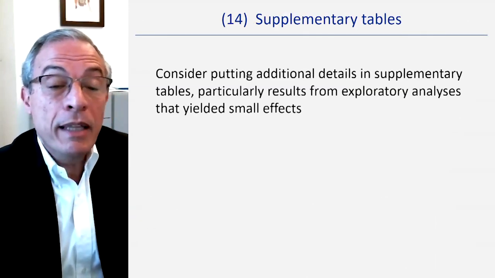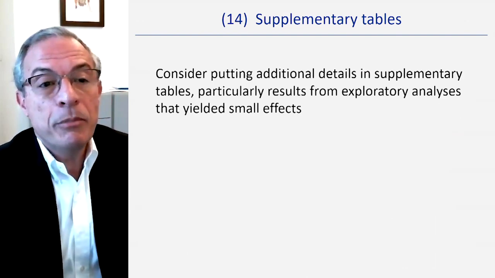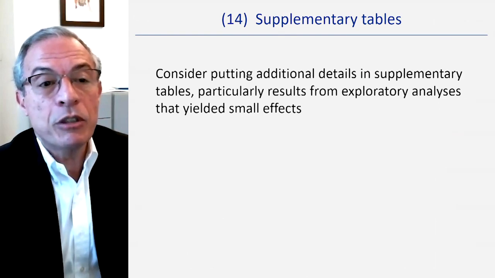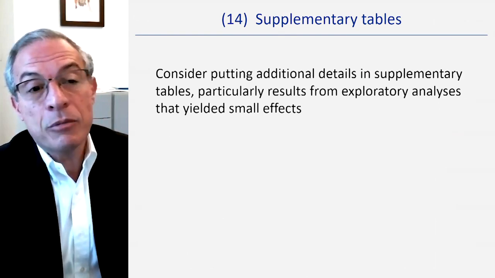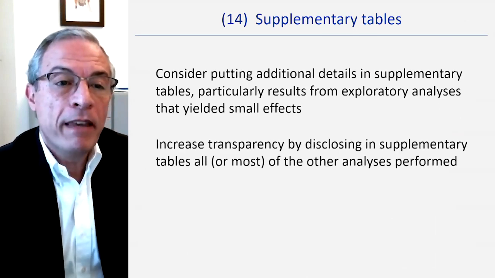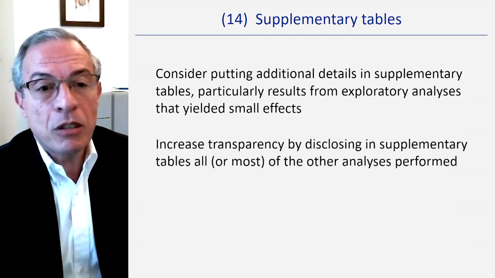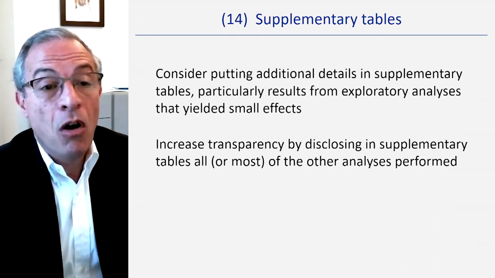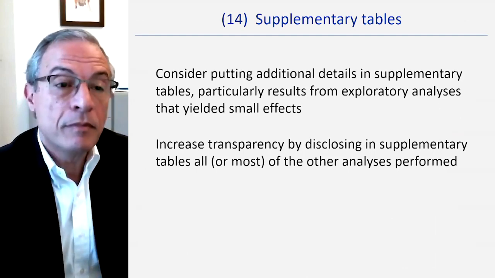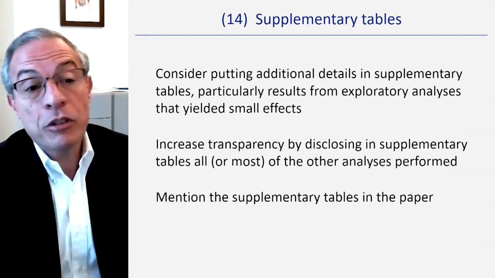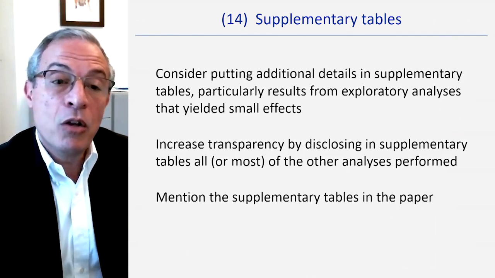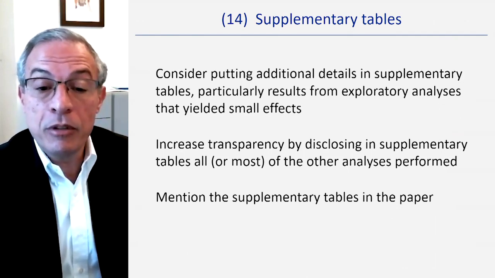Supplementary tables. I think they're a great idea. Consider putting additional details in supplementary tables, particularly results from exploratory analysis that yielded small effects. So it's all out there. Increase transparency by disclosing in supplementary tables all or most of the other analyses performed. And of course, mention the supplementary tables in the paper so that the readers know that they are available if they're interested.